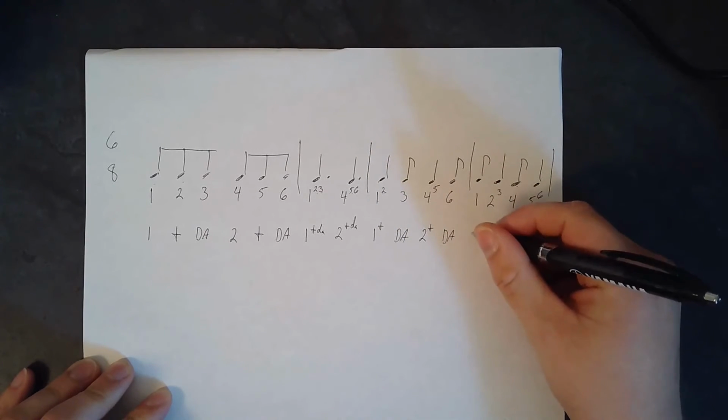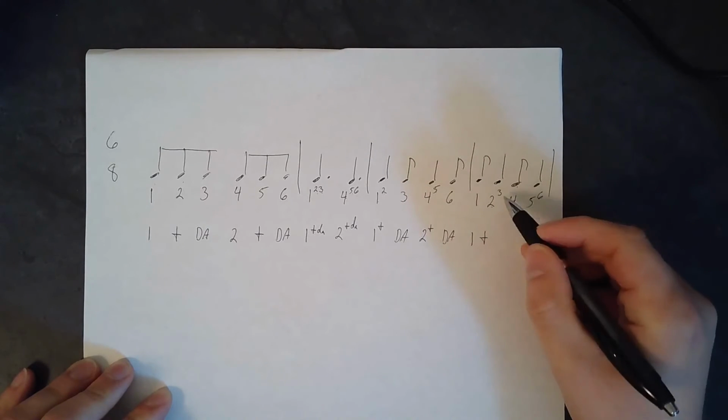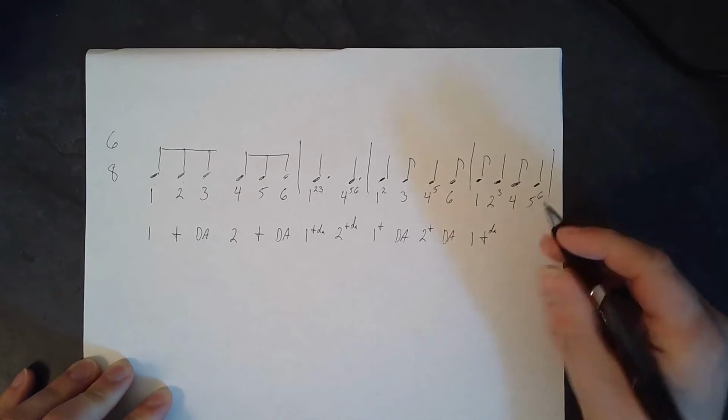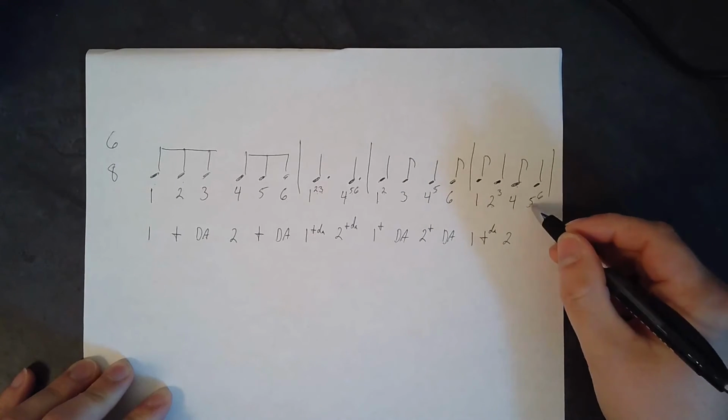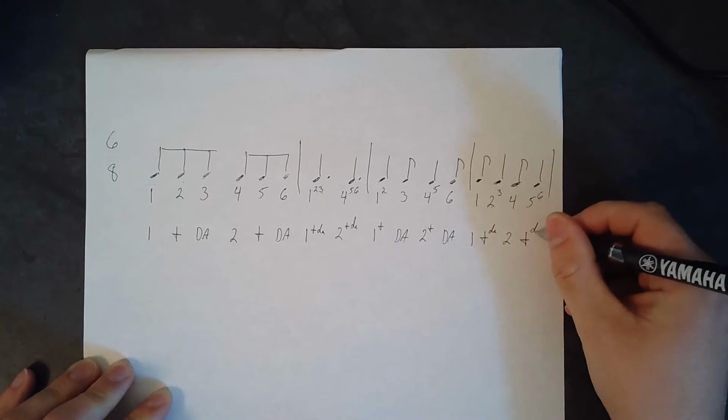Big 1 stays big 1. Big 2 becomes big and. Little 3 becomes little da. Big 4 becomes big 2. Big 5 becomes big and, little 6 becomes little da.